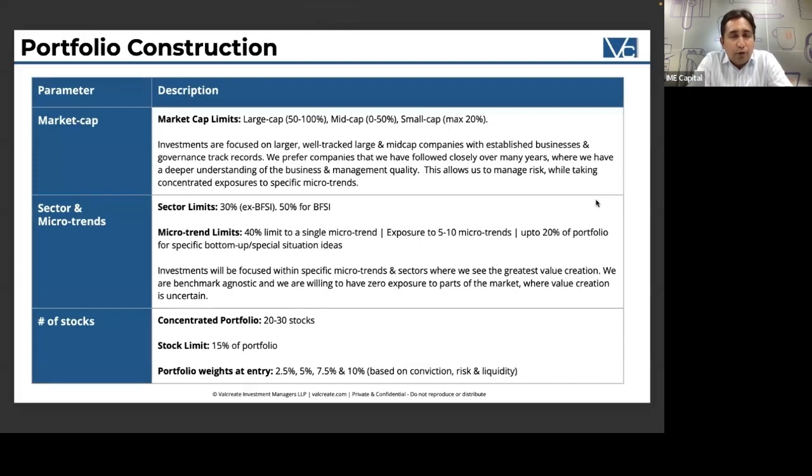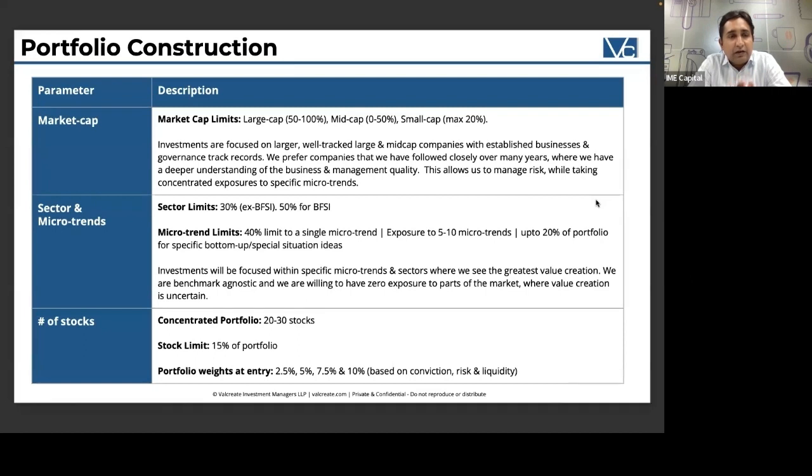Now, in terms of portfolio construction, in terms of market cap, this is positioned as a large and mid-cap portfolio. Large caps would be between 50 to 100%, mid-caps would be 0 to 50%, and we aim to limit our small cap exposure to 20%. Investments accordingly focus on larger, well-tracked large and mid-cap companies, where business and governance track records are clearly established. We prefer companies that we have followed closely over many years, where we have built a much deeper understanding of these businesses and management quality, allowing us to manage risk while taking concentrated exposures on specific microtrends.